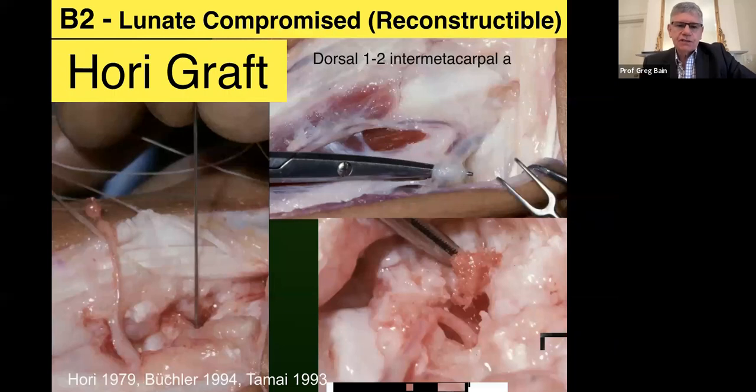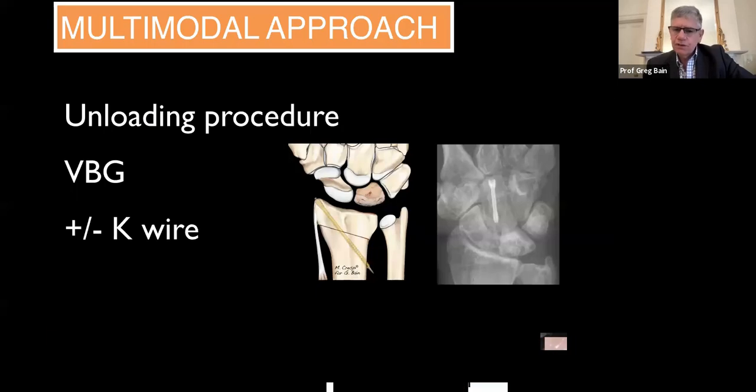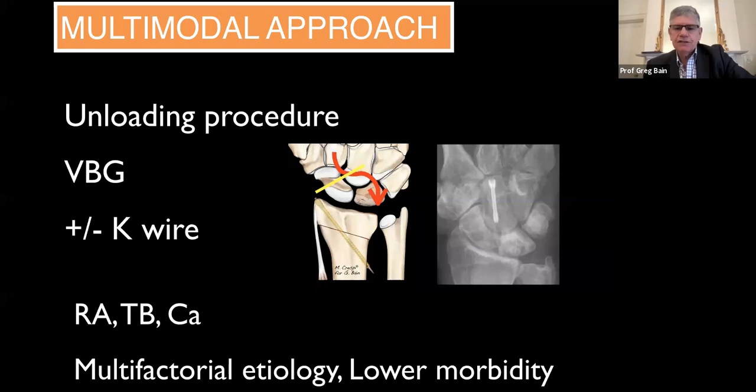So there's many vascularized bone grafts that are available. The simplest one is the Horry graft, based on the dorsal first and second intermetacarpal artery. There's many techniques described, but I think this is the one that's the simplest. So the multi-modal approach is probably a new concept as well. So we may look at doing an unloading procedure. We may look at putting a K-wire in to provide some stability to protect the lunate, and we can consider using a vascularized bone graft.